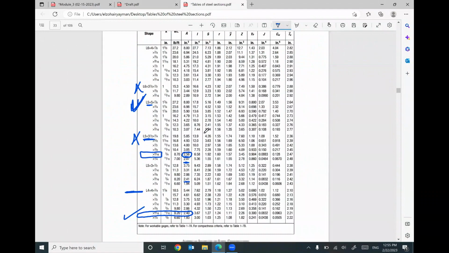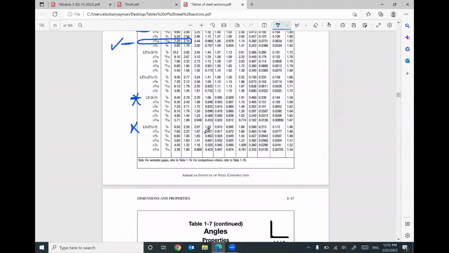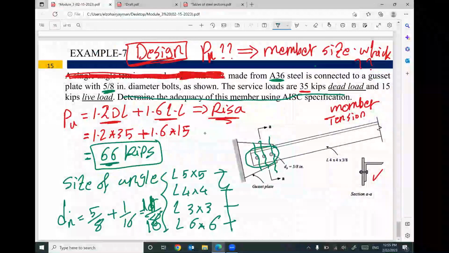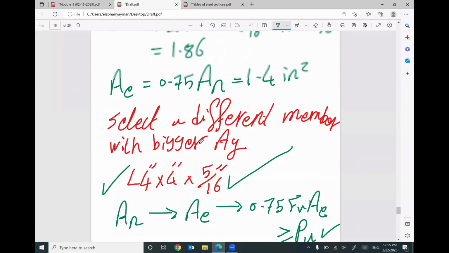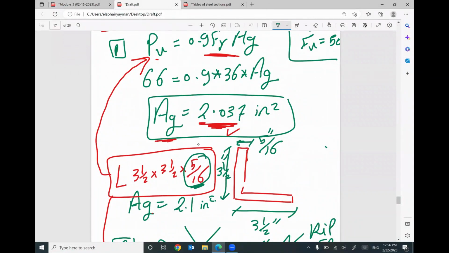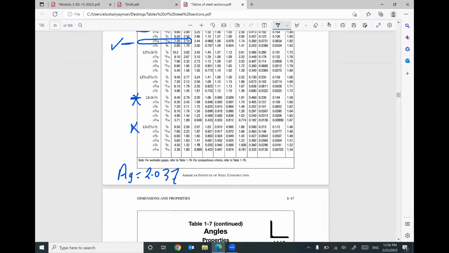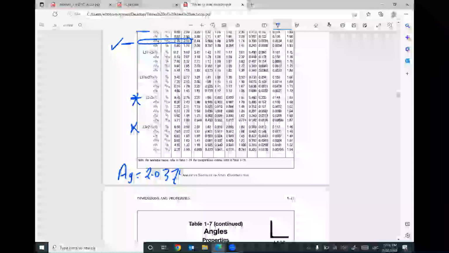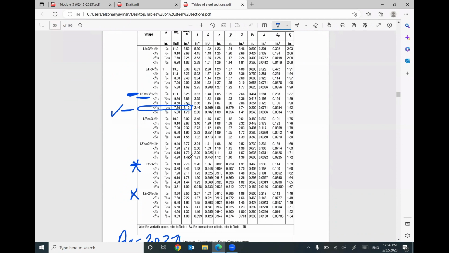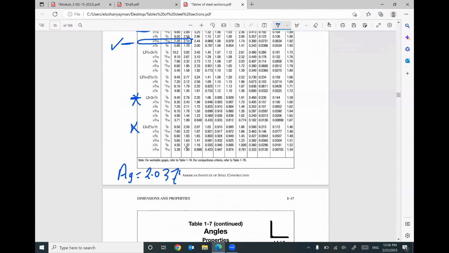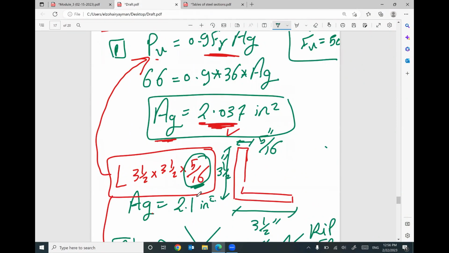Do you know what is the problem for the first selection? I will let you know. You are looking for area gross equal 2.037, and you selected area 2.1, which is very close. Be generous and select one bigger from the beginning. Don't just select very close to what you are looking for. Don't select the closest. No, be generous and select a bigger area gross to satisfy the second condition.